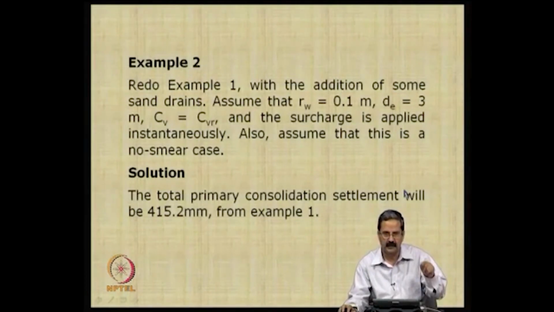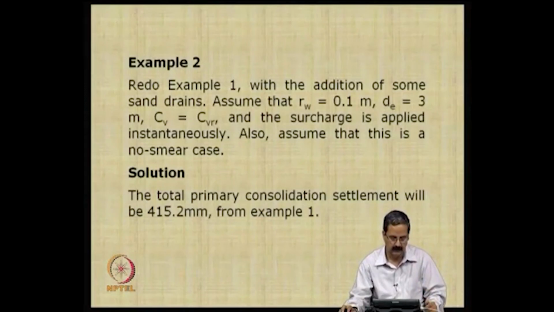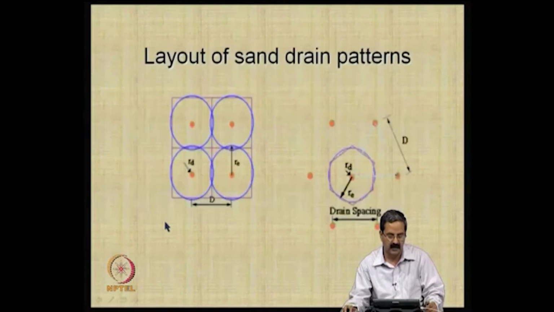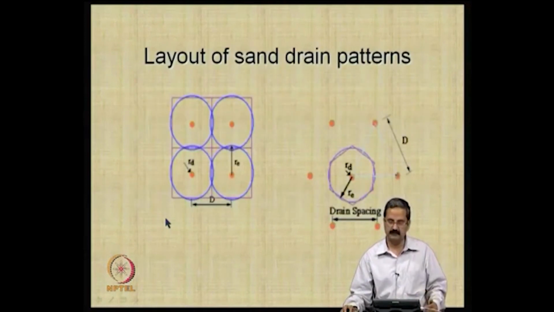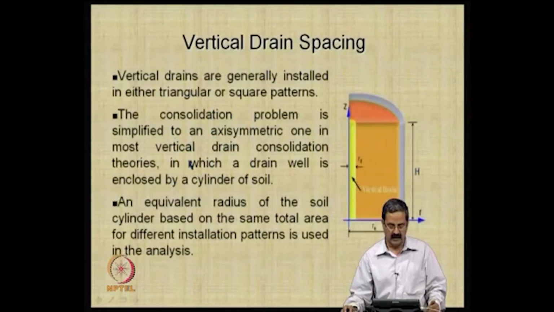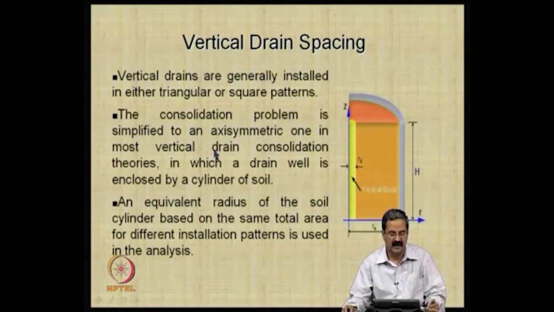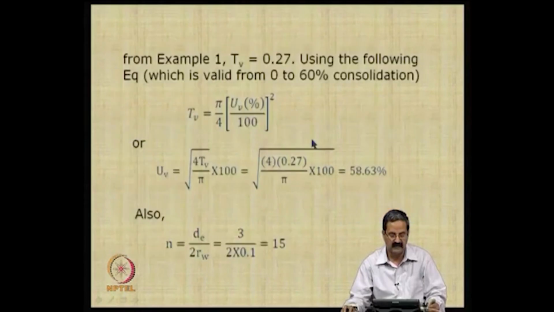In fact, the PVDs have the advantage that there is very little smear compared to sand drains. We saw in the same example that the settlement was about 415 mm, and this is a typical pattern that we have seen in the video also. It could be triangular, it could be square, and as I just mentioned, there is some radius over which it can be very effective as a drain, and we call it an axisymmetric problem.